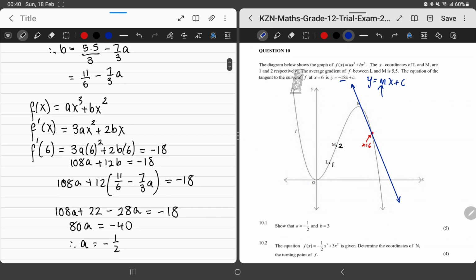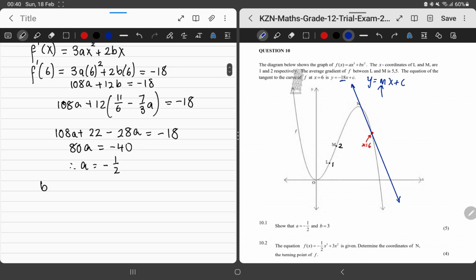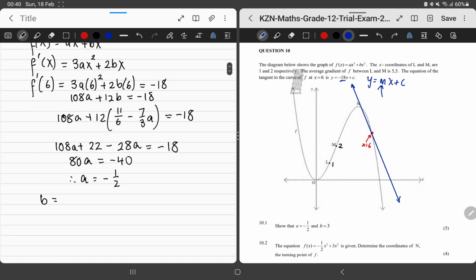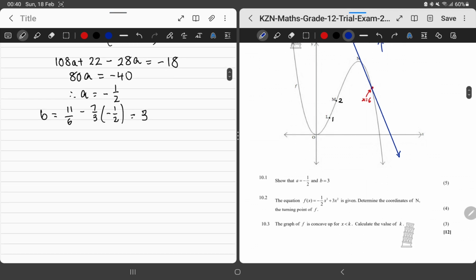And then now I'm going to substitute there to find the value of b, which is 11 over 6 minus 7 over 3 times a half. 11 over 6 minus 7 over 3 times a half. That gives me 3. We have proven.